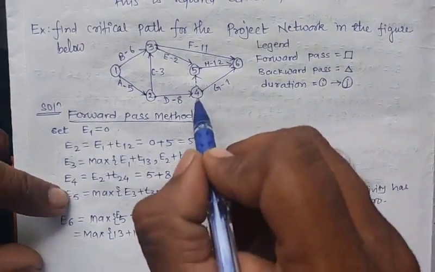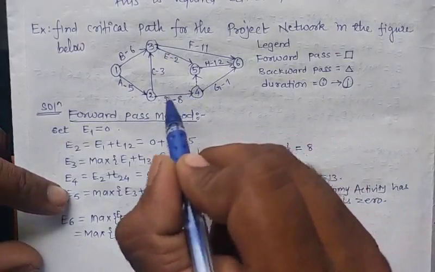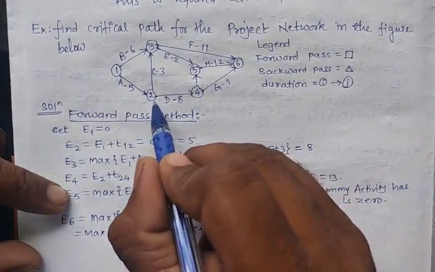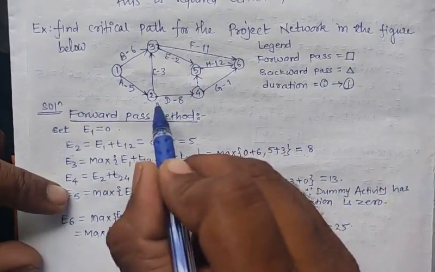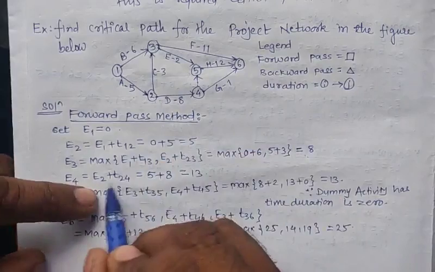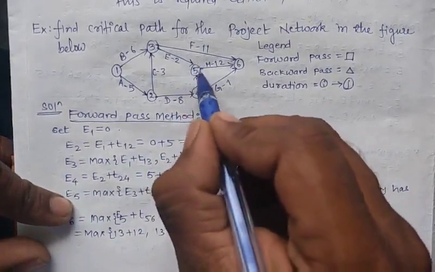Next find out E4. Now E4 has only one incoming arrow, which is from E2. So E4 is E2 plus this distance T24, right? So here we get 13. Now next E5.